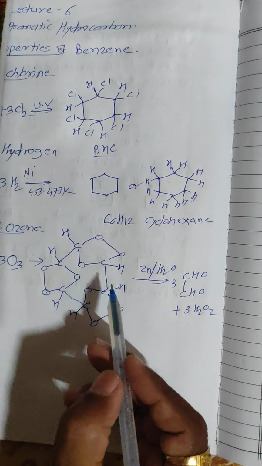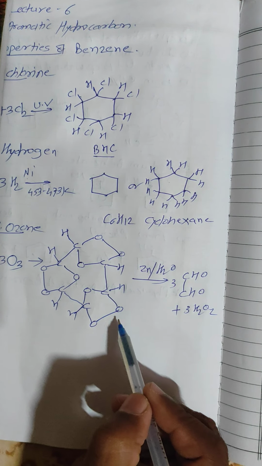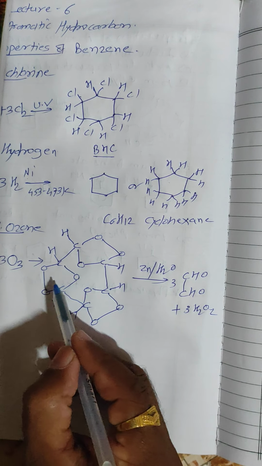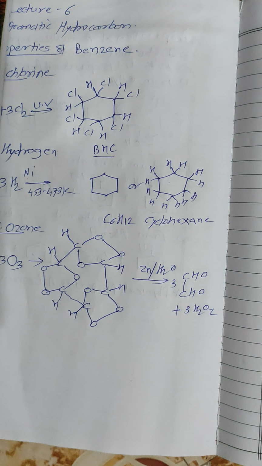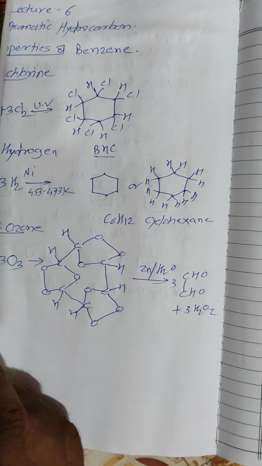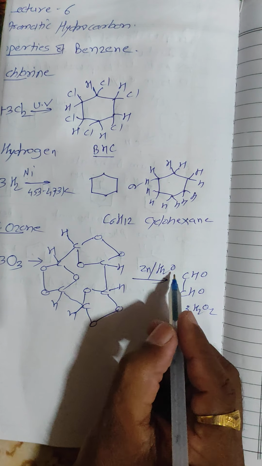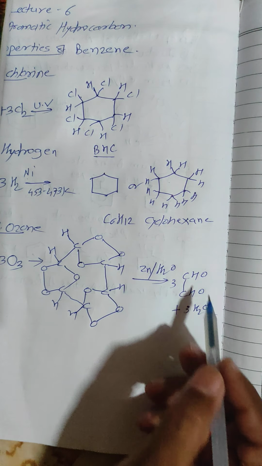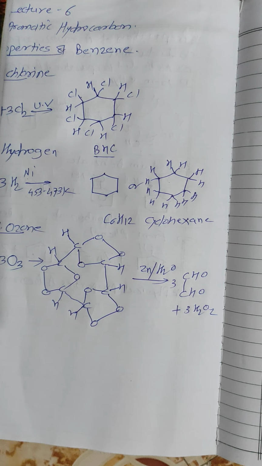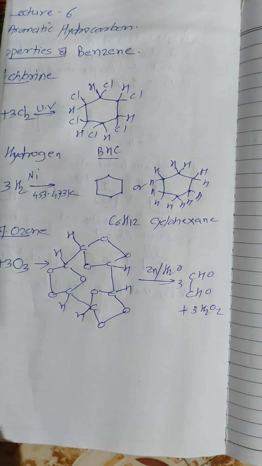In this case, three oxygens are present. That oxygen combines with hydrogen to form 3CHO plus 3H2O2. That is ethanedial, or it is also called a glycol. So these are some addition reactions.